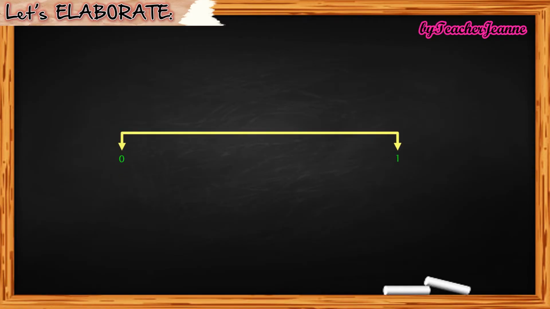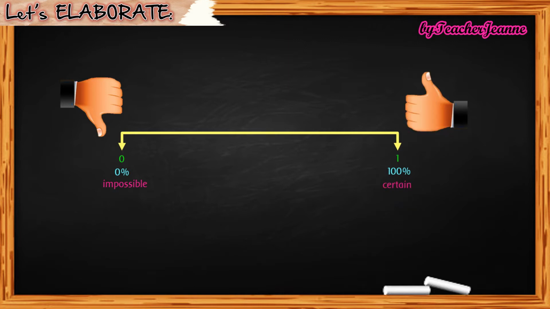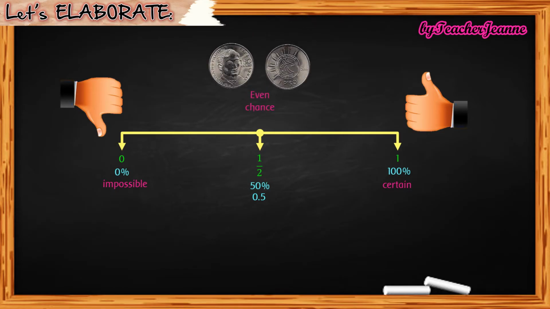Probability is a value between 0 and 1 inclusive. Probability may be given in fraction, decimal, or percent. 0 in probability means 0%, that is, impossible to happen, while 1 is 100%, which means the event is certain to happen, while 1/2 or 50% or 0.5 means an event is either as likely or as unlikely to happen, or that is considered even chance.